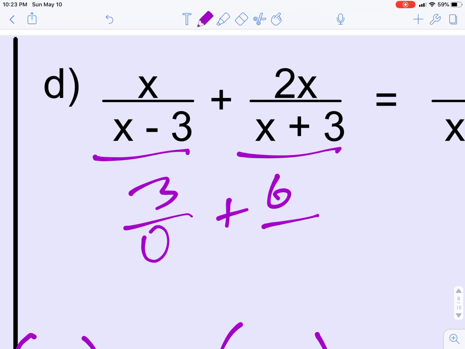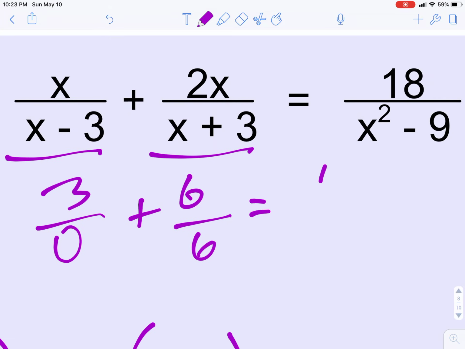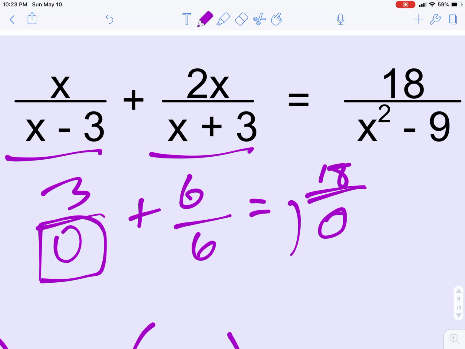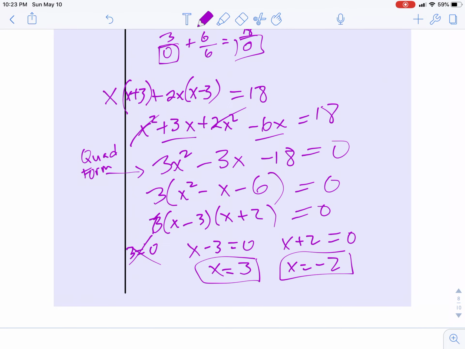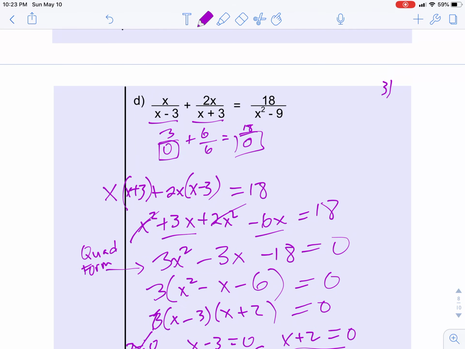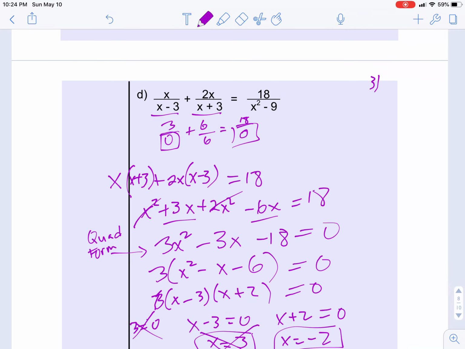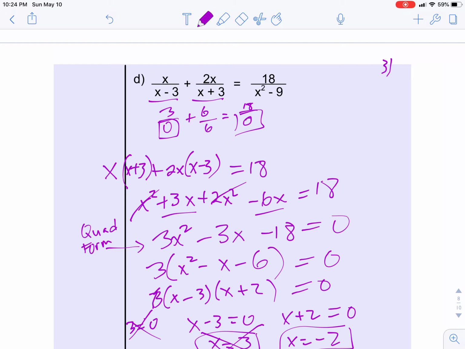Over 6 over 3 plus 3 is 6 equals 18 over 3 squared is 9 minus 9 is 0. Ugly, does not look good. 3 is not part of our solution set. It's an extra answer, extraneous. Okay, then you would plug in negative 2 to make sure you did the right work.